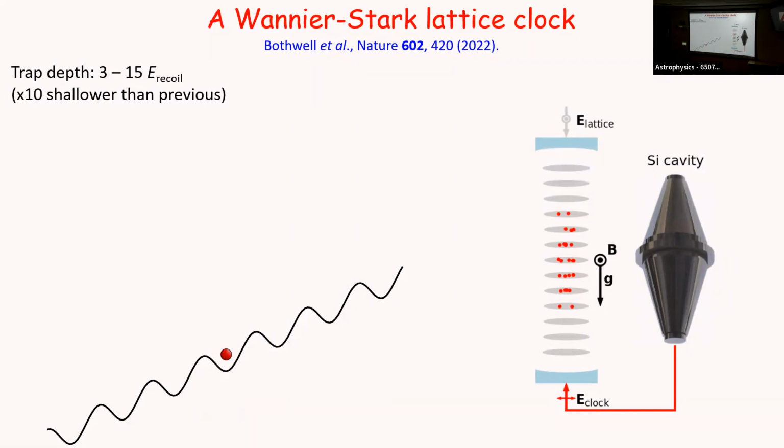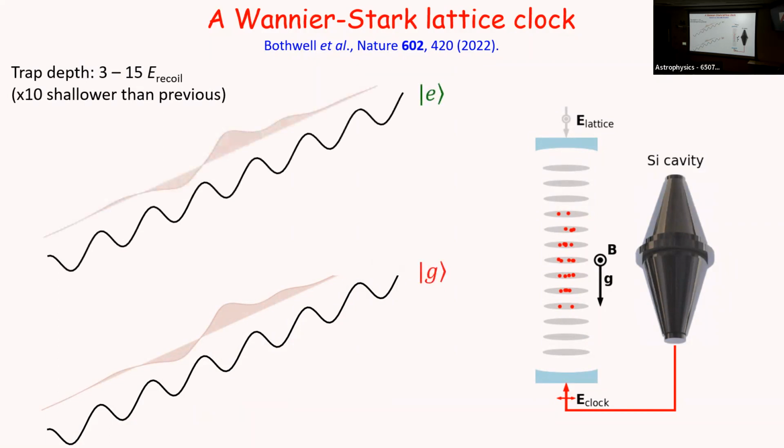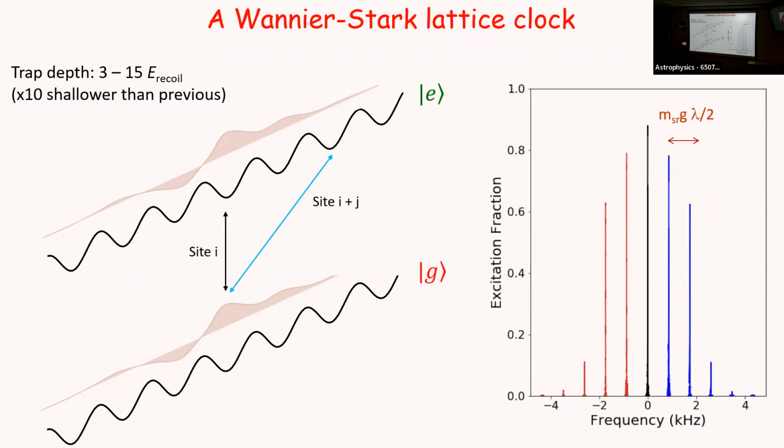And now this is so shallow, you really have to think about the tilt. The tilt is always there, it's gravity. But now because it's so shallow, the wave function spreads out. You have to use a Wannier-Stark function to describe the stationary state. And of course, because we're using the magic wavelength, the spin-up state has a similar sort of trapping potential and the wave function spreads out. Now you can think about when you drive these transitions, you can drive on the same site, or you can drive on the neighboring sites, as the wave function spreads out.